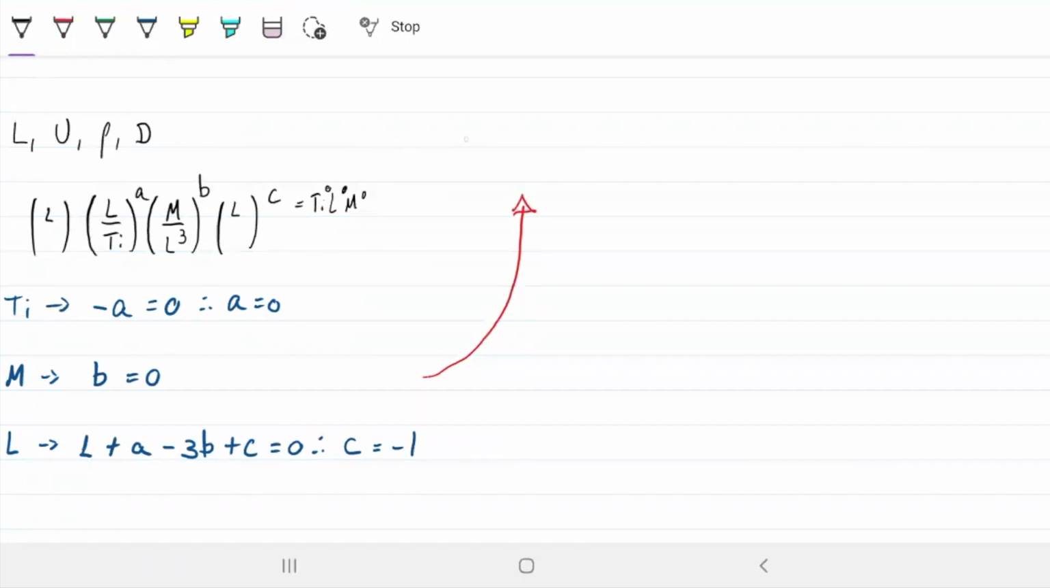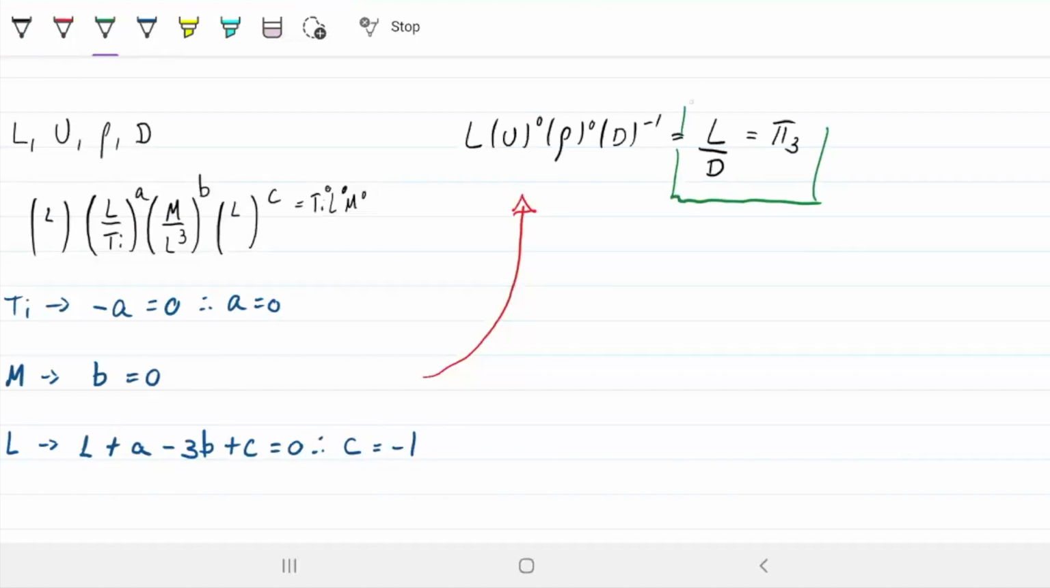What does that leave us with? It means that L times velocity to the 0 times density to the 0 times the diameter to the -1 is a non-dimensional number, and this is the length over the diameter. And this is our third pi group. I told you this was coming right from the start. There we have 2 things that are the same dimension. That's going to happen. Okay, so that's our third pi group just there.